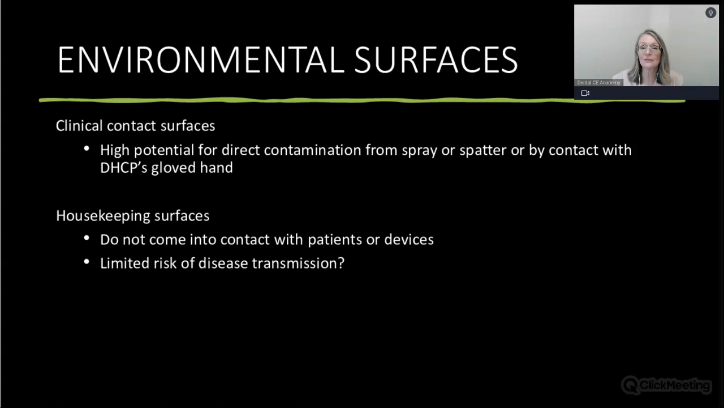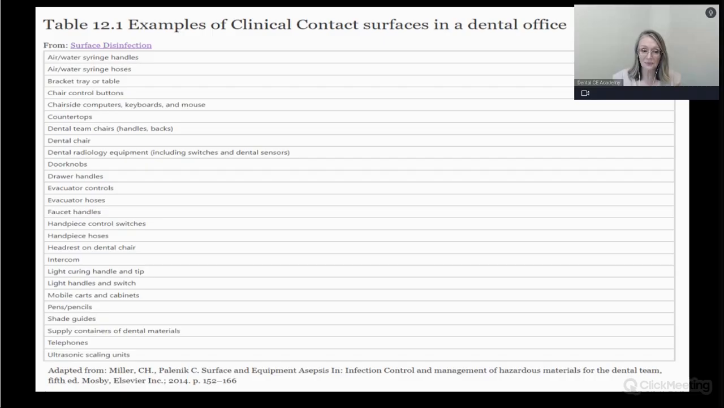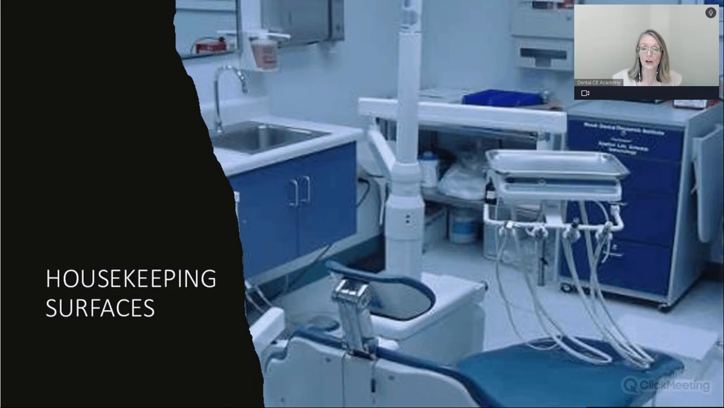Housekeeping surfaces, flooring, walls, and so forth. We need to be using an EPA registered disinfectant. So this is our clinical contact surfaces, the unit handles. We should include any of the electronics that are used in the operatory. And these are examples of clinical contact surfaces in the dental office. And then our housekeeping surfaces, flooring, wall, and so forth.